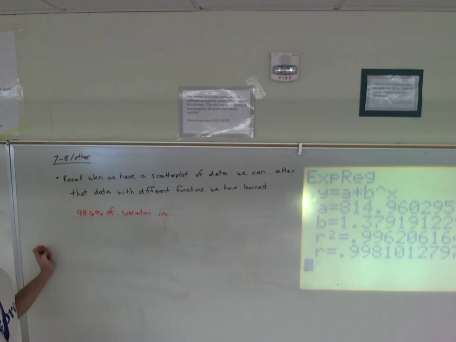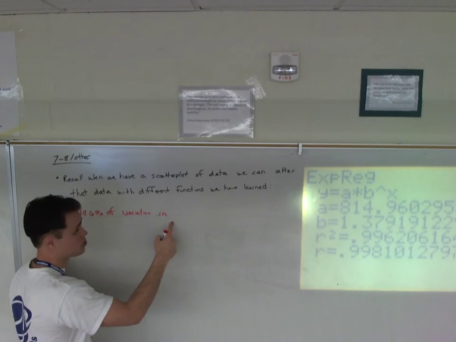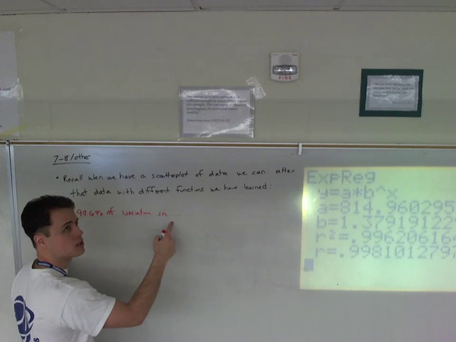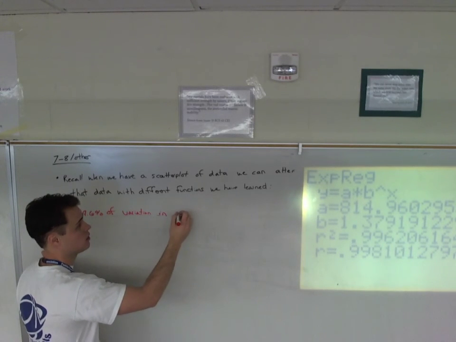In y or x? Think about it. Your model's trying to explain the y's, right? So 99.6% of variation in the y's. You can't do this backwards. And what are the y's in this case? Put it in context.